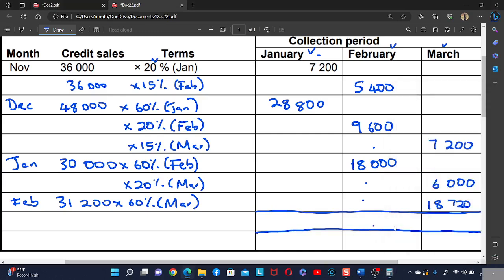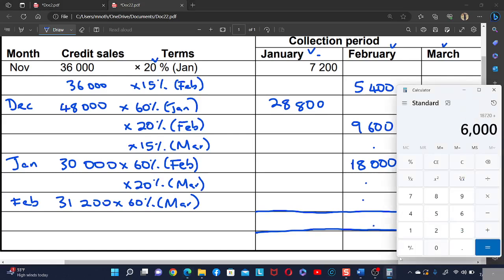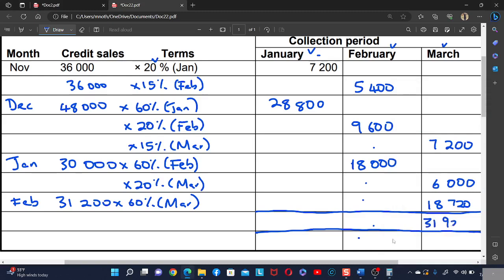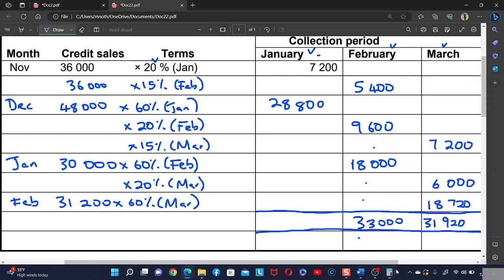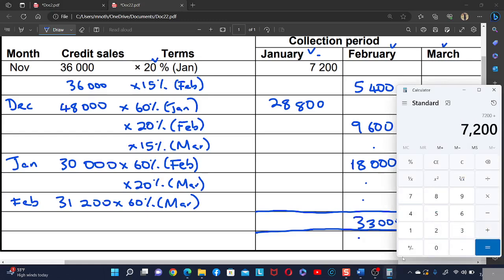18,720 plus 6,000 plus 7,200 is 31,920. Then 5,400 plus 9,600 plus 18,000 is 33,000, and then 7,200 plus 28,800 is 36,000.